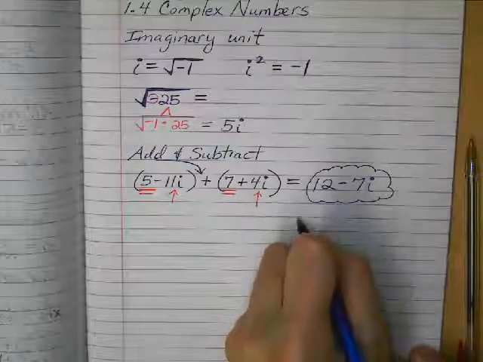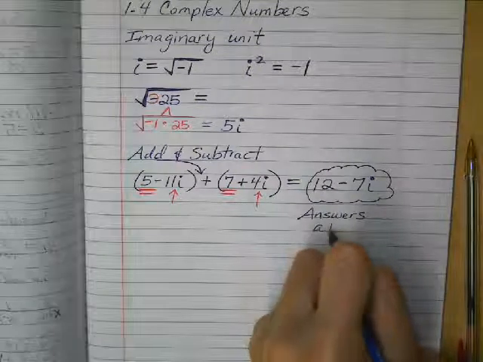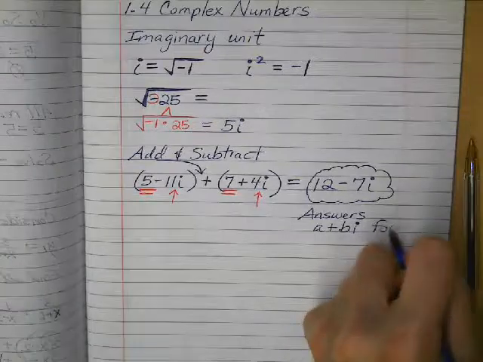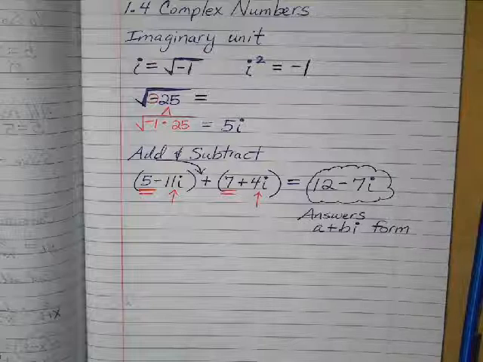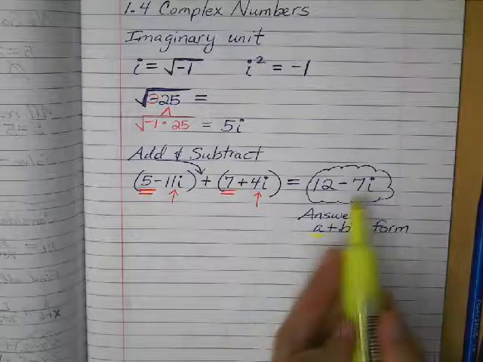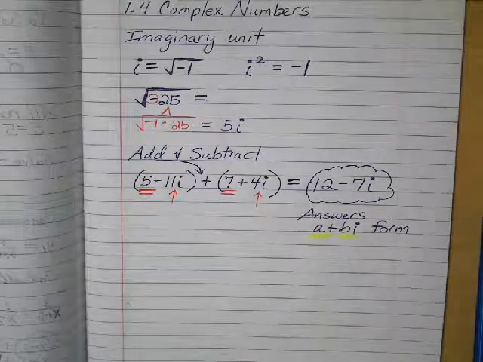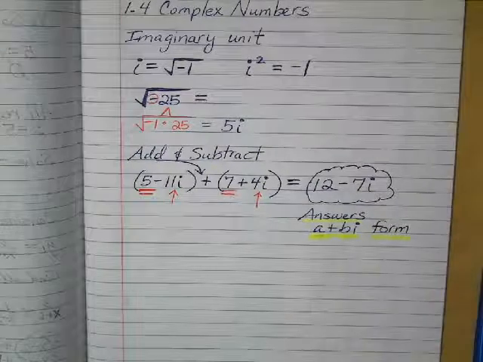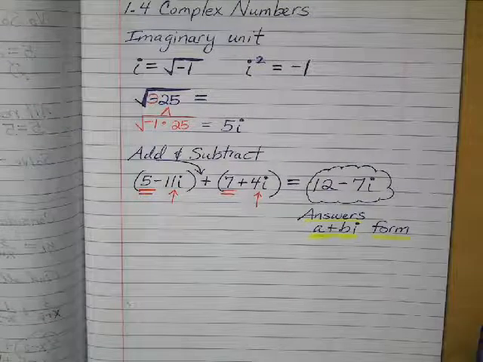And they're going to tell you on this assignment to have your answers in a plus bi form. Answers have to be in that format. Our answer that we just did has the real part, the 12 is like the a, and the 7i, see that's like bi. A plus bi form is the standard form for complex numbers.